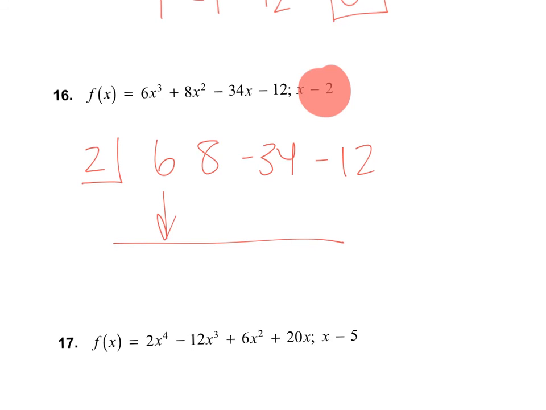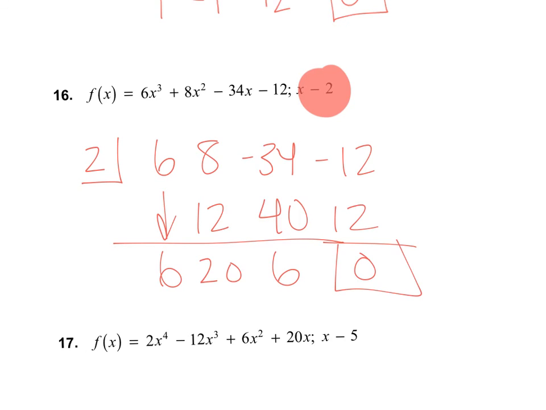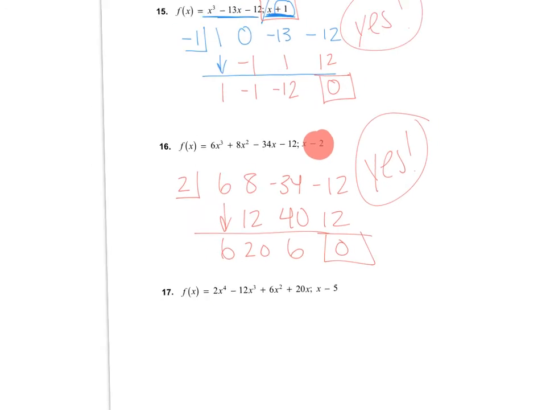Bring this down. 6 times 2 is 12. 8 and 12 is 20. Times 2 is 40. Negative 34 and 40 is 6. 6 times 2 is 12. And so, yes, we got 0 for a remainder, which means that this is a factor. And that is the rest of the notes.